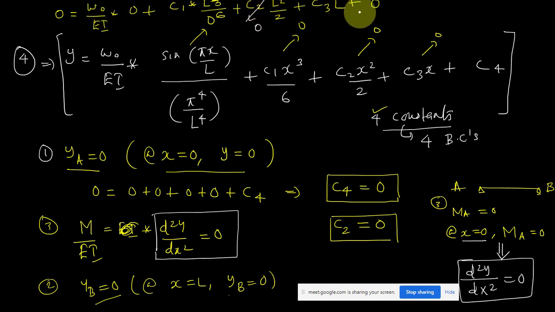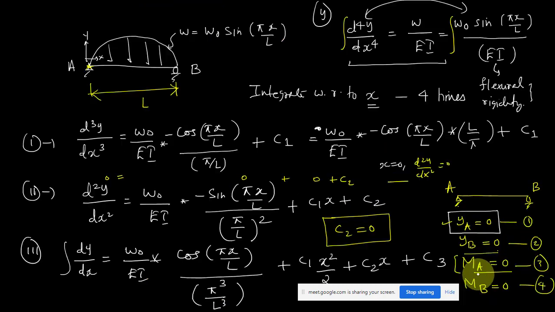That is the equation you are going to get from here in terms of C1 and C3. You will get one equation. So now we have to take the other remaining boundary condition, the moment. You can take the moment at b equal to 0. So again you choose this equation. When moment is 0, this will be 0.